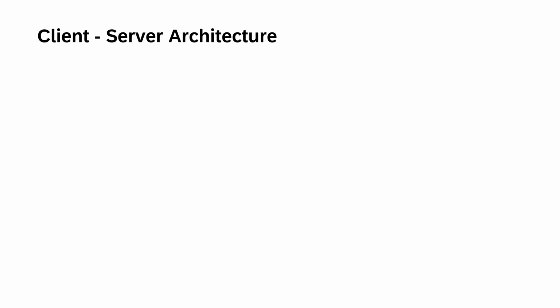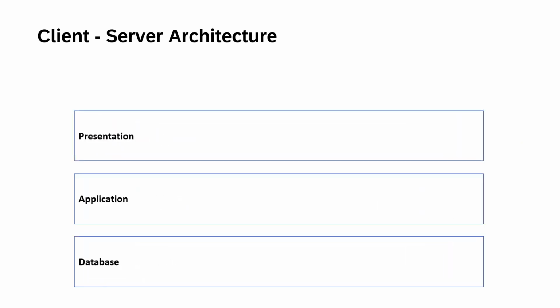This is just for a simple understanding of client server architecture, the kind of layout you can have. You have three layers over here. The base one, the lowest, is your database layer. Your database server resides at this level. Second is your application layer. All your application servers reside at this level.